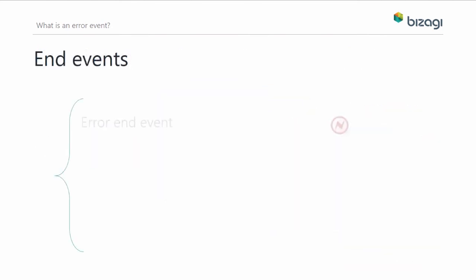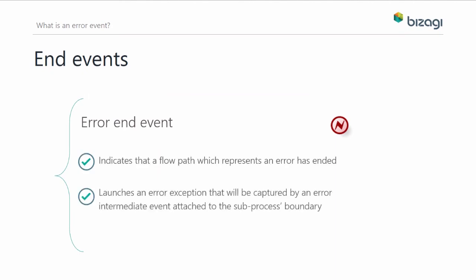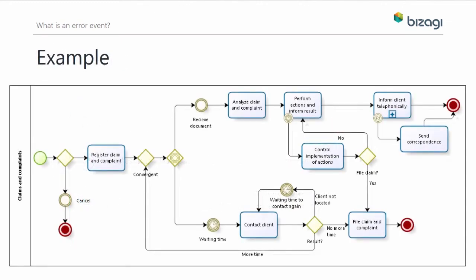An error end event indicates that a flow path which represents an error has ended. It launches an error exception that will be captured by an error intermediate event attached to the subprocess boundary. This is called a throw-catch error.